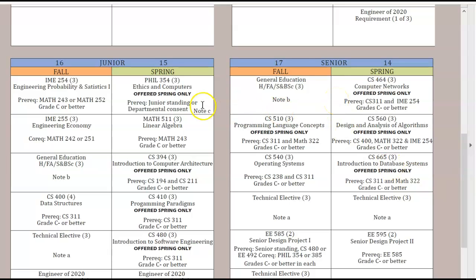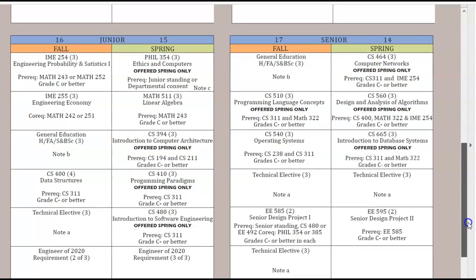For example, in your senior year in the fall semester, if you're following the check sheet or the course sequence sheet, you're taking 17 credit hours. If you decide that you only want to take 12 credit hours at a time, that's 5 credit hours that will have to be pushed off to another semester. Also note on this particular checklist, you will see Engineering of 2020, also called Engineering Plus.